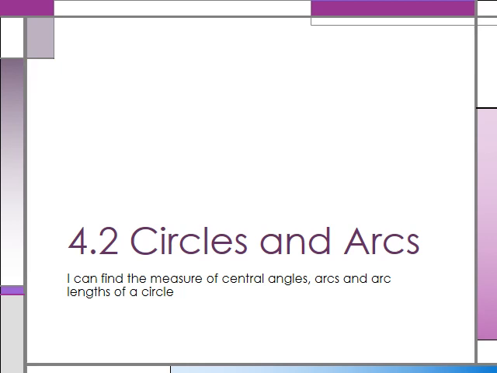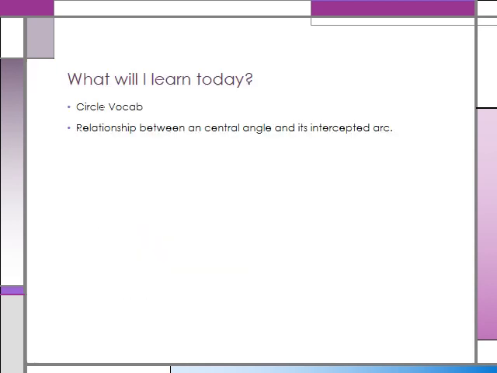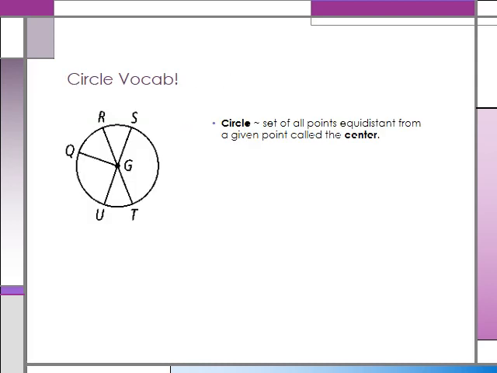Okay, today we're going to start our fourth unit, and it's basically part of circles. We've split circles into 2 units, and we're going to start with just talking about circles and angles in this unit. Today we're going to look at some basic circle vocabulary, and then the relationship between a central angle and what we call its intercepted arc.